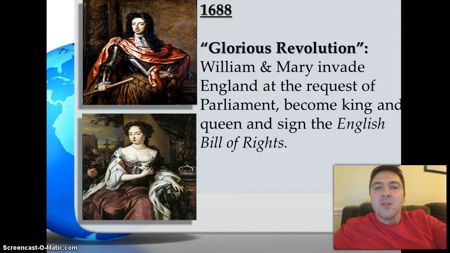And so Parliament is going to invite Mary. I mean, this is a really weird situation. Parliament invites the daughter of the king to invade England, to attack her own father, with the agreement that they're going to then become king and queen once they chase away James II. So they invade. The invasion is successful. It's largely bloodless. James doesn't put up too much of a fight in England. He's going to flee to Ireland, and William and Mary become king and queen.